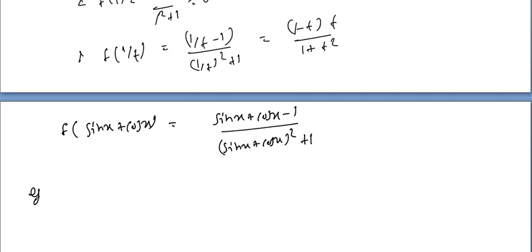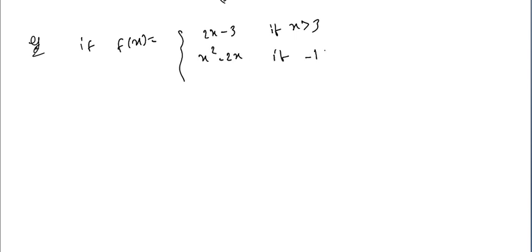Now consider the next example. This is just the basic introduction of basic problem. Suppose f of x is a piecewise function, defined in pieces: 2x minus 3 if x is greater than 3, and x square minus 2x if minus 1 less than x less than or equal to 3, and next, 1 by x plus 2 if x is less than or equal to minus 1.